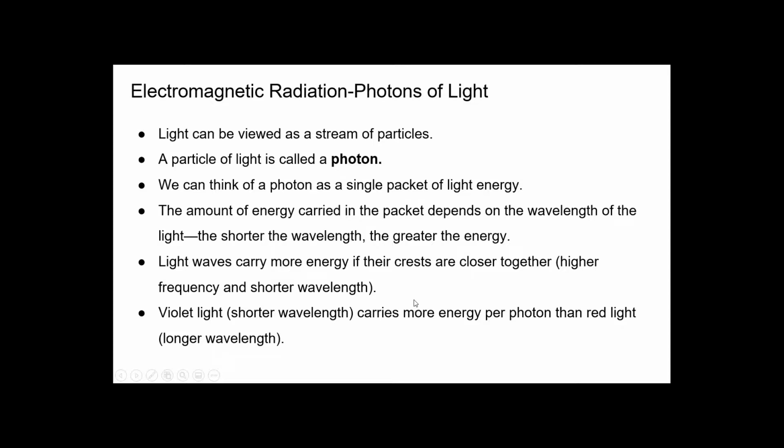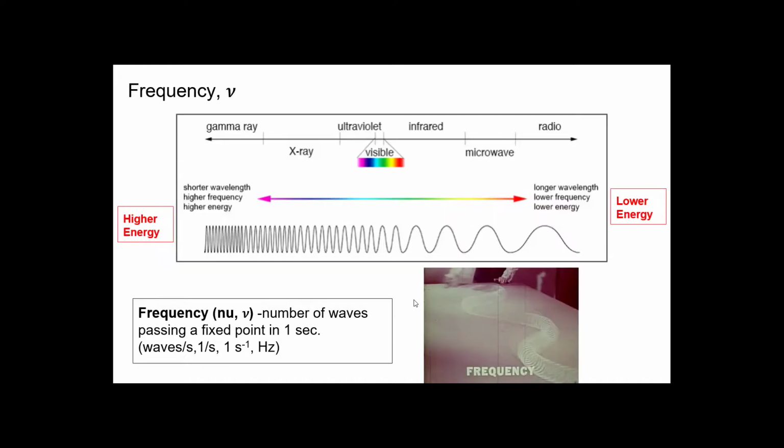The amount of energy carried in the packet depends on the wavelength of the light. Remember, the shorter the wavelength, the greater the energy. Light waves carry more energy if their crests are closer together. That's like a tight curl: higher frequency and shorter wavelength. Violet light, that's what that pink is supposed to be, has a shorter wavelength and carries more energy per photon than red light, which has a longer wavelength. Remember I told you red is on the spectrum of being considered not as high energy as blue and purple here.